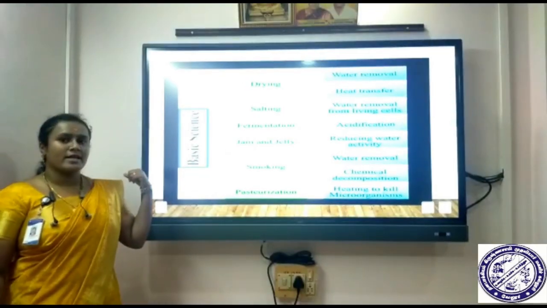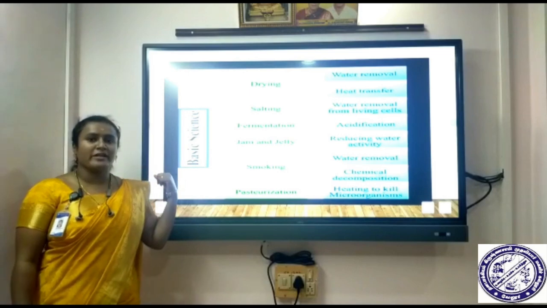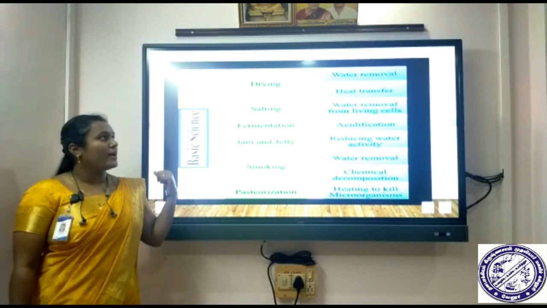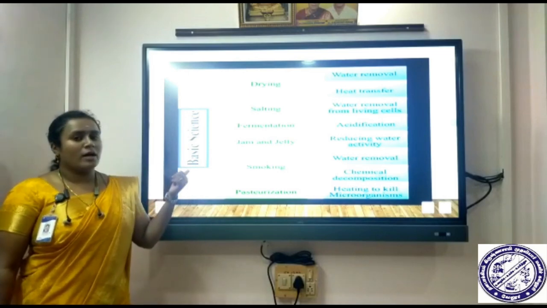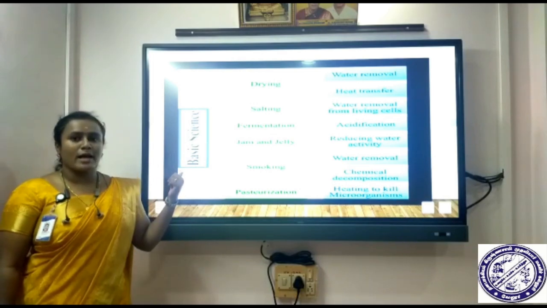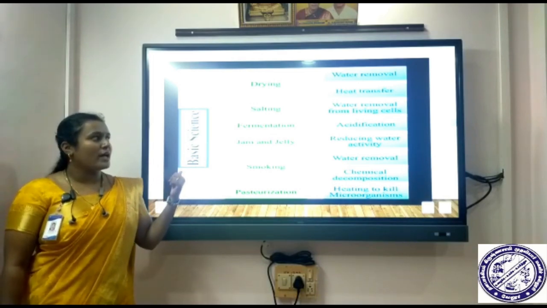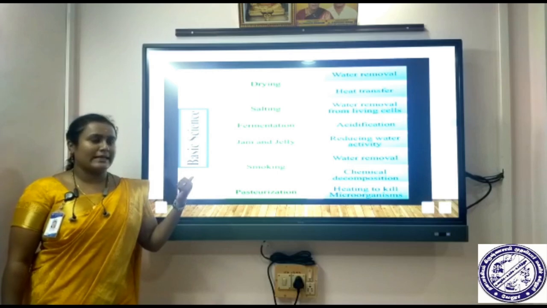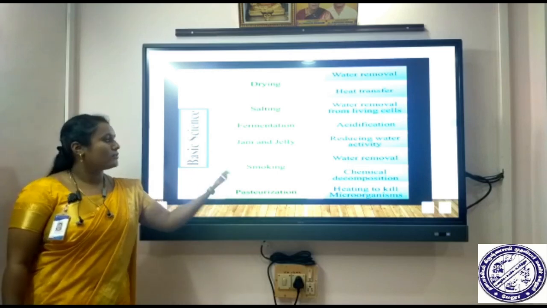Next one is basic science. The basic science behind food preservation: drying, for example dry fish; salting, for example pickle; fermentation and acidification, for example idli batter and so on.